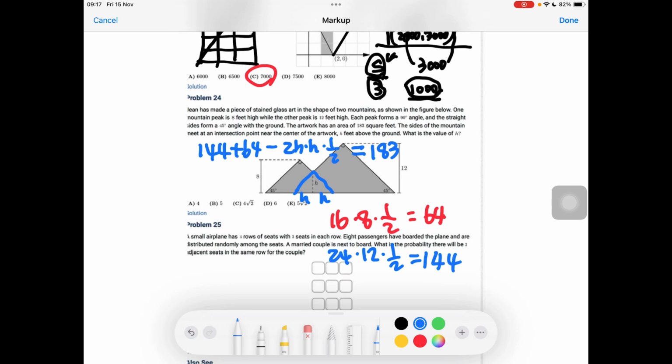So 208 minus 183 becomes 25, so this is 25. 8 becomes 5.